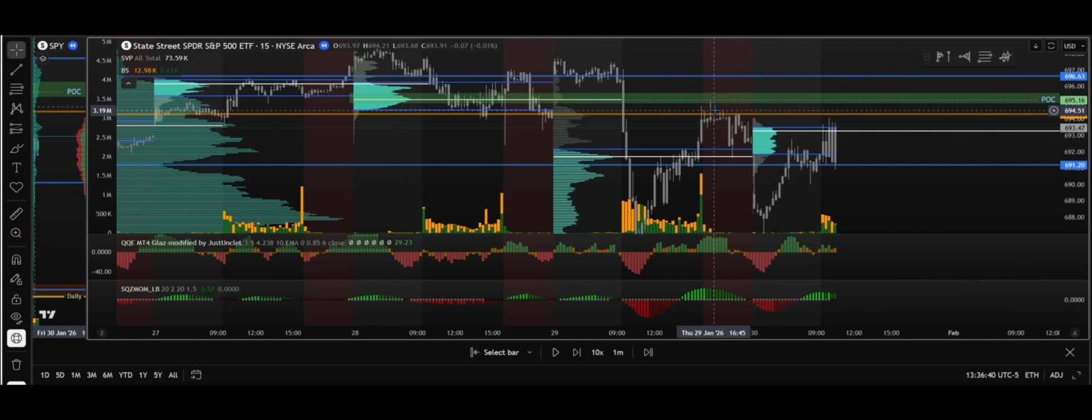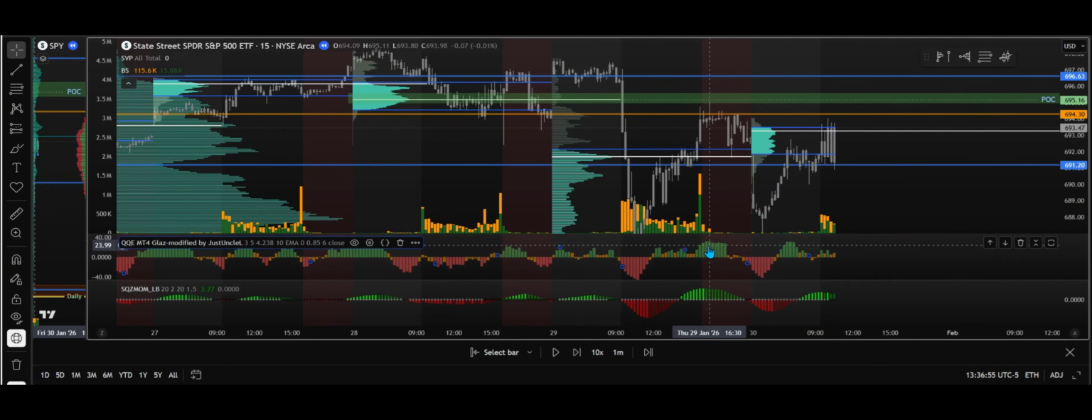Now let's reevaluate here. I know this is post market, so we're not really trading, but I want you guys to see the concept of this. Let's look at our momentum charts now. So QQE is still kind of high up. It is starting to step down once we test the actual point of control, almost perfectly to the tick. But look at the squeeze momentum graph, right? It's actually starting to come down.